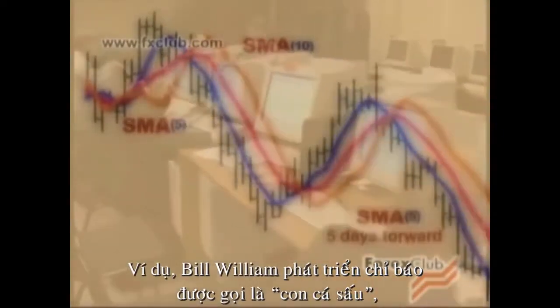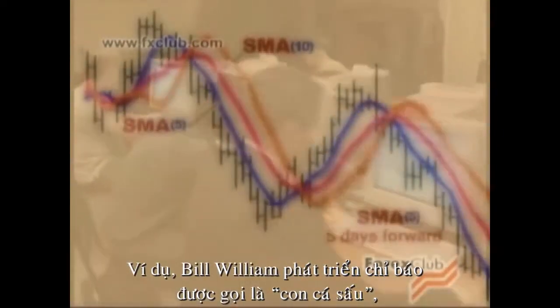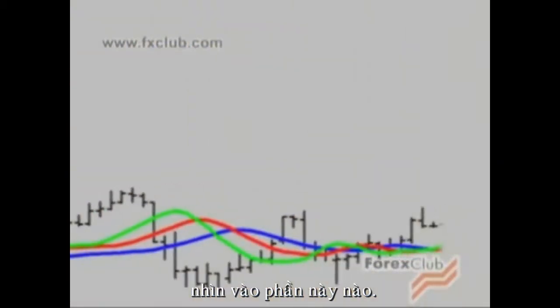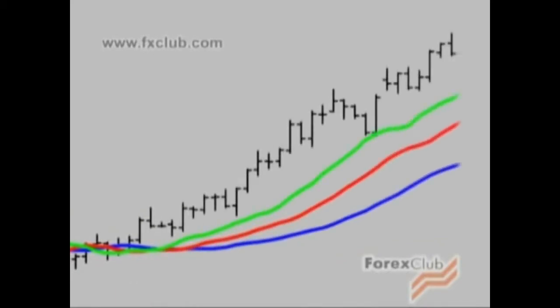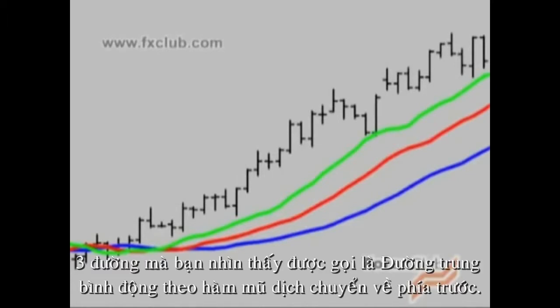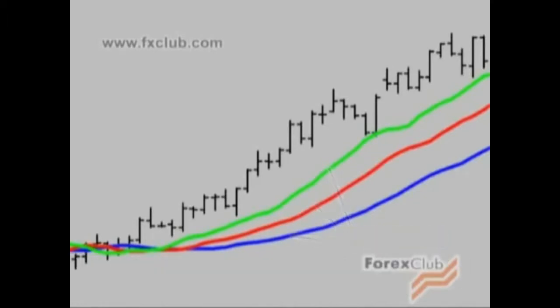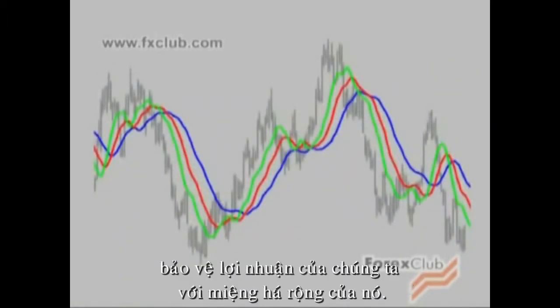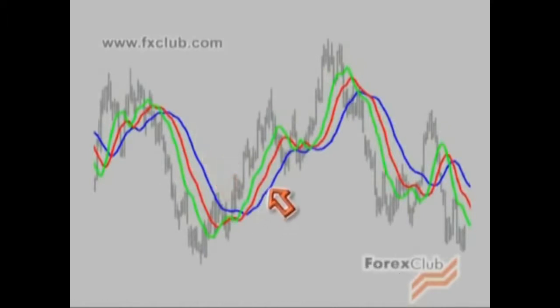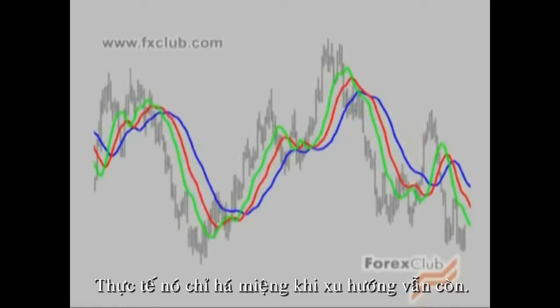For example, Bill Williams developed the indicator he called the alligator. Take a look at this beast. The jaws of the alligator open when a trend begins. The three lines you can see are exponential moving averages shifted forward. Look how this reptile protects our profits with its open mouth. Actually, it only does so while the trend lasts.